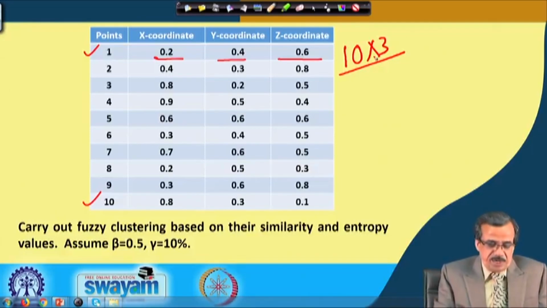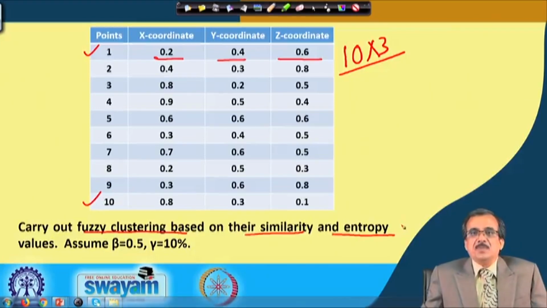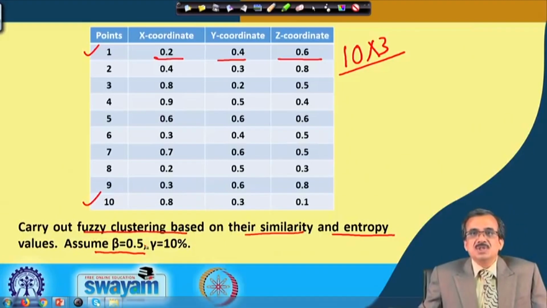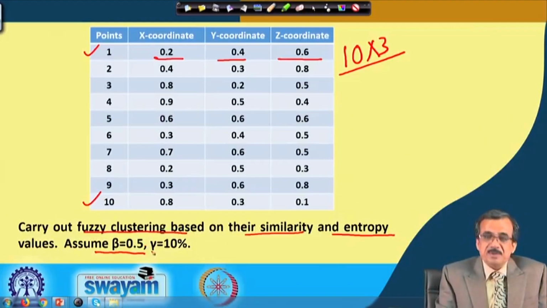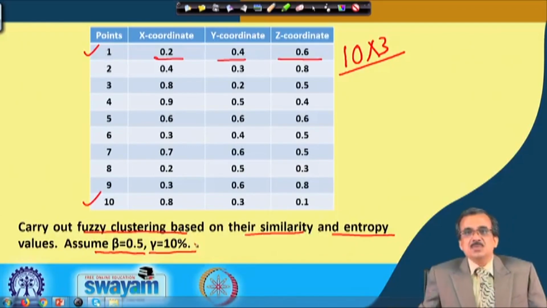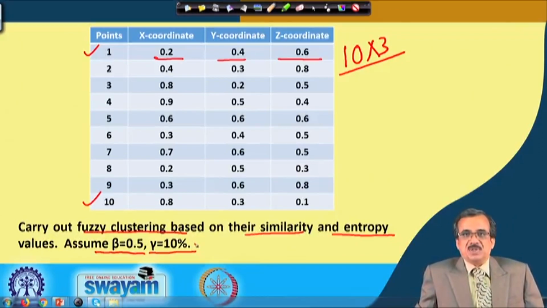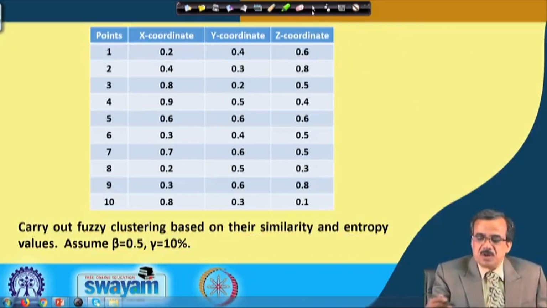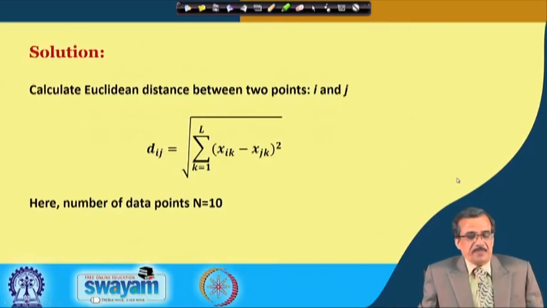Now, here I am just going to carry out the fuzzy clustering based on similarity and entropy, and we assume that the threshold value for this particular similarity, that is beta, is 0.05. To determine whether there is any such outlier, we consider the concept of gamma, and we assume that gamma is equal to 10%. Let us see how to use this concept to solve the clustering problem.